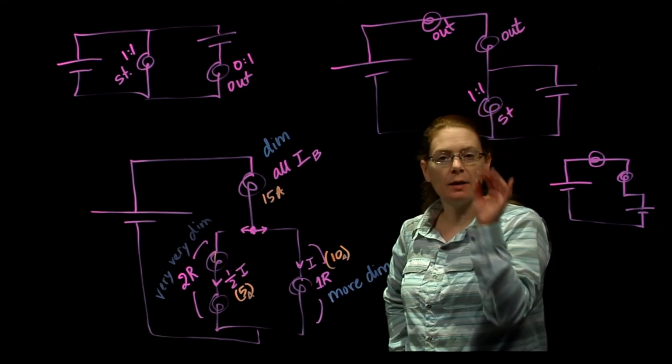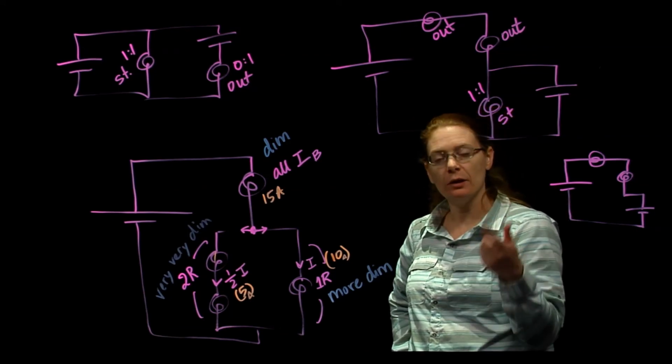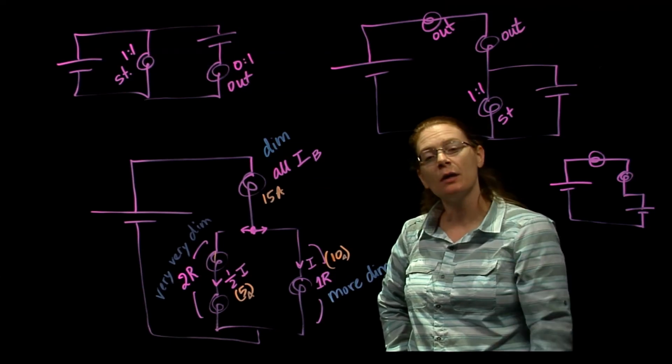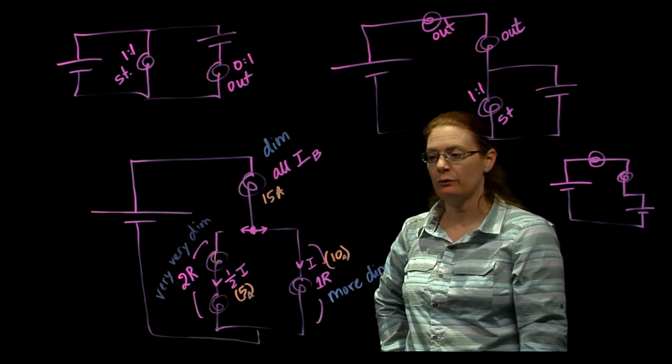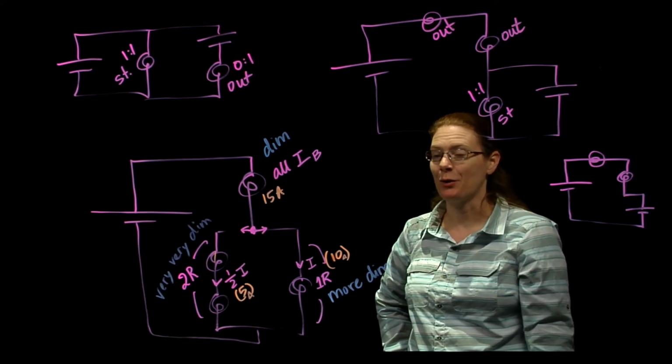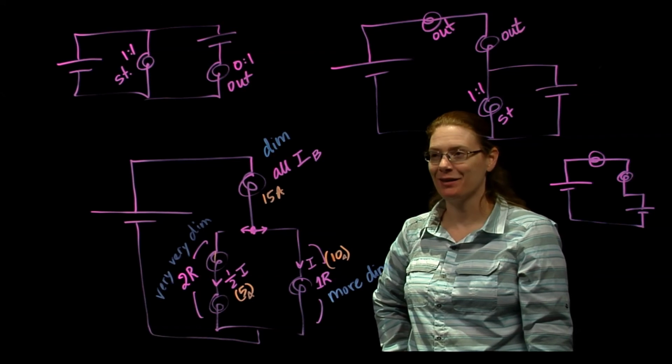So those are some examples of circuits and trying to figure out the brightness of the bulbs in various circuits. So that's the kind of stuff that you should be able to figure out for objectives 27 and 28. And I hope that makes sense. I hope that is helping you figure it out.